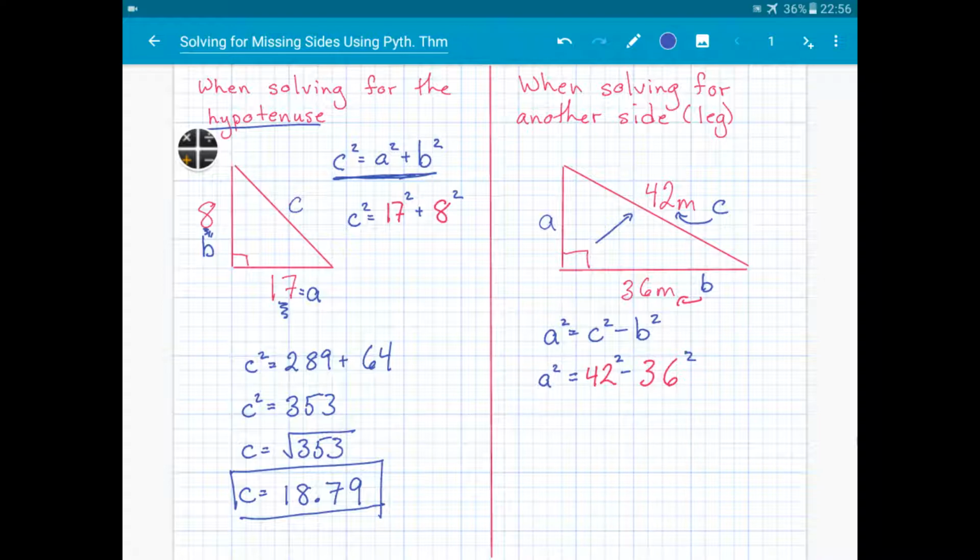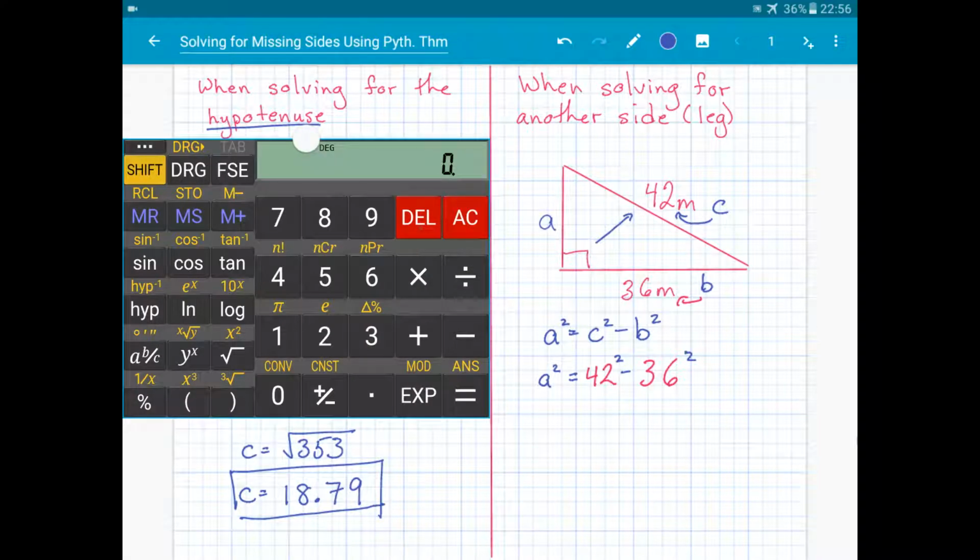And once again, you can just bring up your calculator. Most people can't do 42 squared quickly in their head. So we'll just write it down, 1764. Use your calculator again for 36 squared, and we get 1296. So that's a squared. Then what we're going to do is do our subtraction. So 1764 minus 1296, and we're left with a squared is equal to 468.